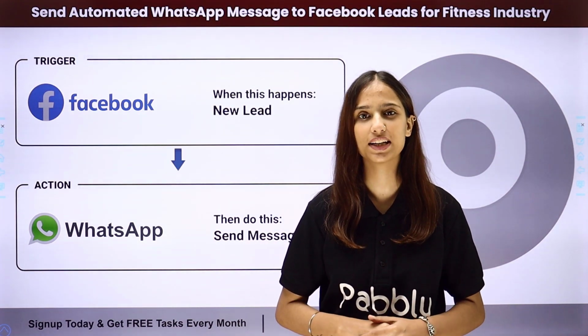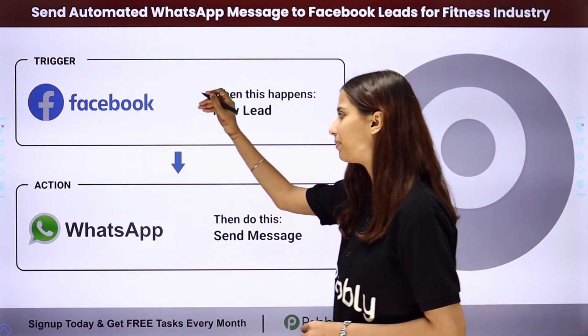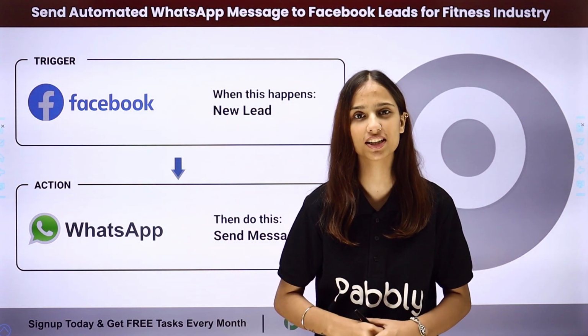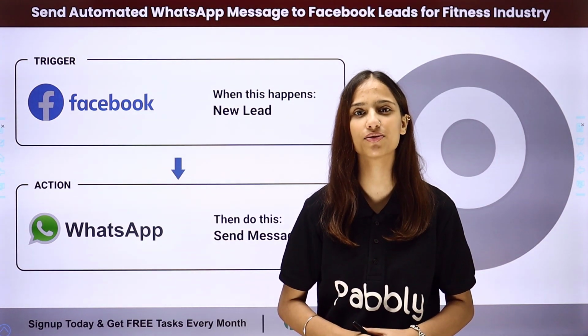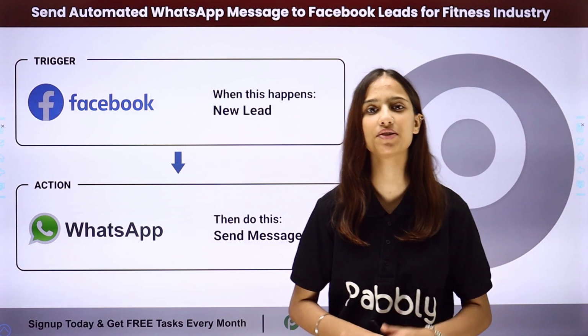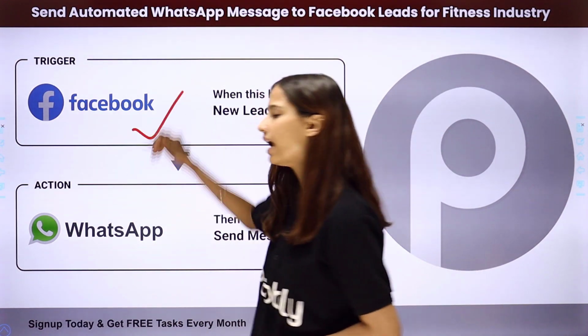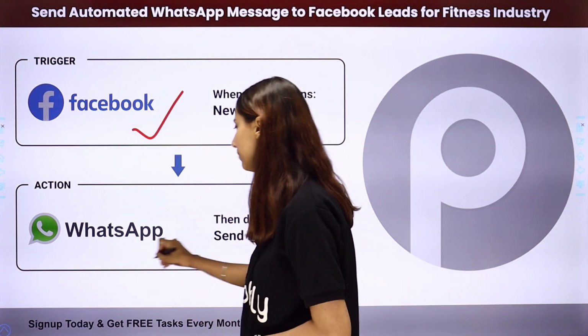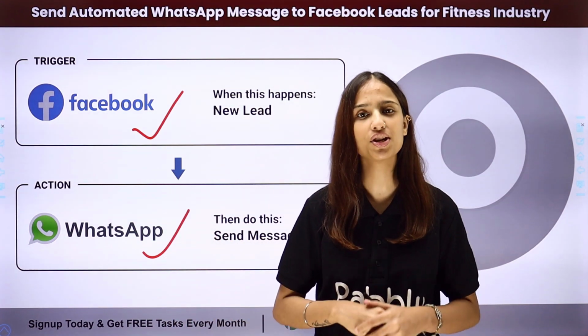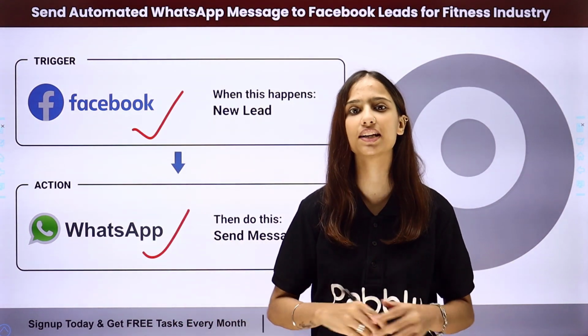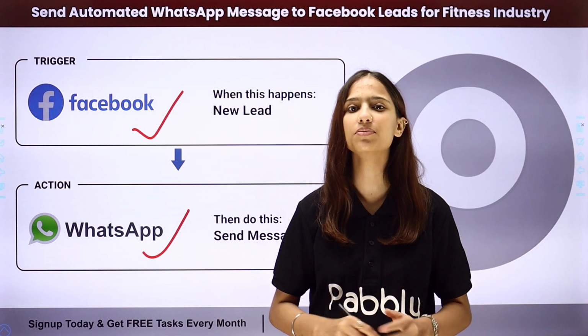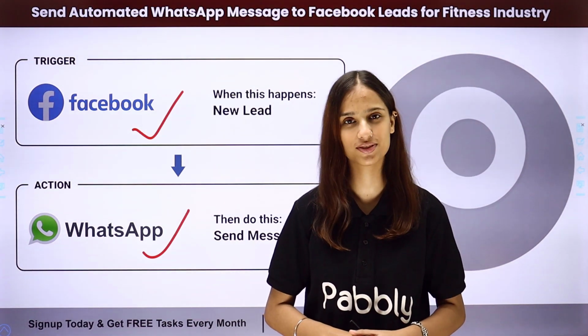So now to do this, I need to build an integration between these two applications, for which I will be using this amazing integration and automation software, that is Pabbly Connect. Here my trigger application will be Facebook and my action application will be WhatsApp. To send the WhatsApp message, here I am using Vati. You can use any other application as well. So to learn more about the integration, follow me through the screen.